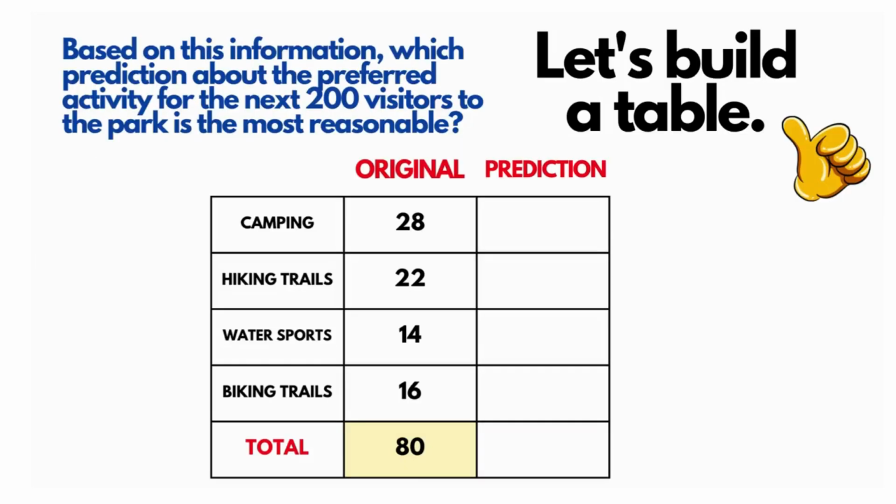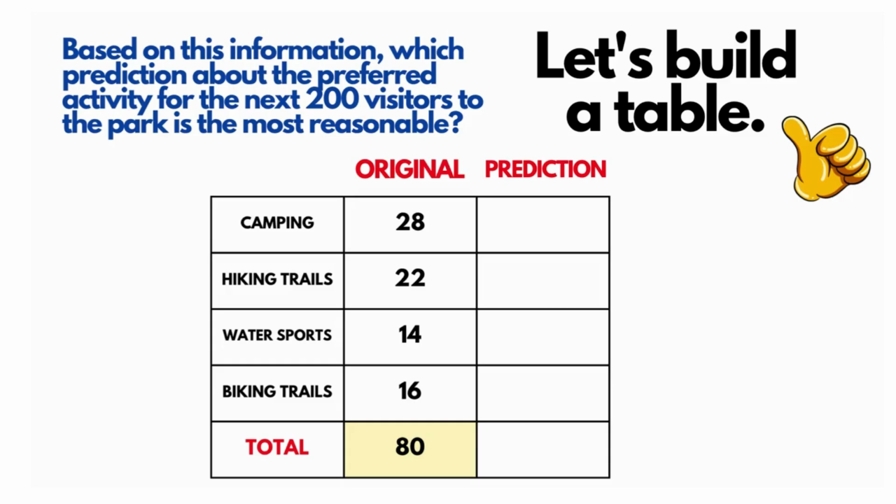So let's take this information that we have now and build a table. Building a table is proportionality, but it's nice to be able to get it out there and see it. Obviously, this is a table we just have in the problem, but if you're working on this problem, you can just do a T-chart and write it on the side of your paper. But let's look at the original. We have our original of camping, hiking trails, water sports, and biking trails in 80. We just did that work.